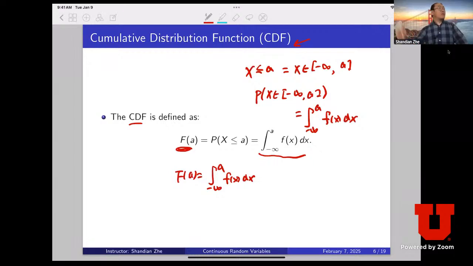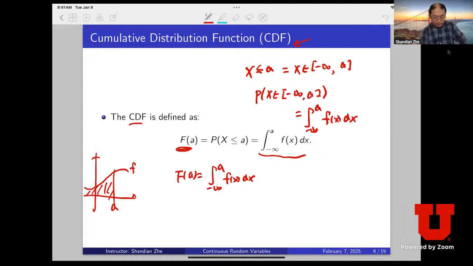If we connect back to what we have learned, F of A is the area under the curve. If you draw your PDF curve like this, the CDF value at A is actually the area covered by the PDF up to A.